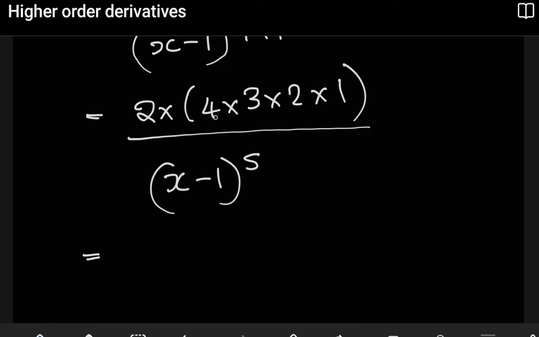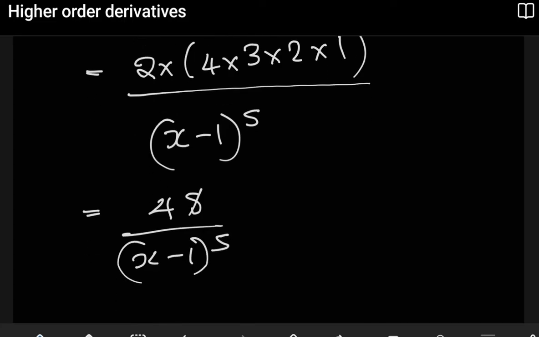How about this? 4 times 3, that's 12. 12 times 2, that's 24. 24 times 2, that's 48. We have 48 over (x minus 1) to the power 5. You can try it out.